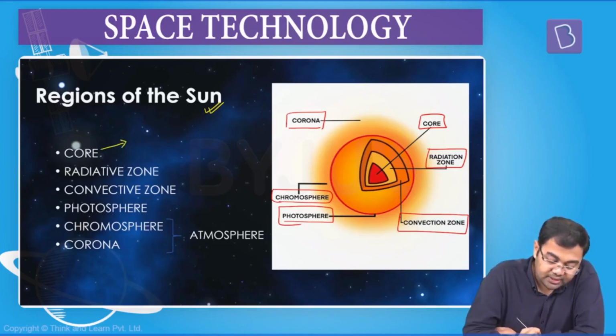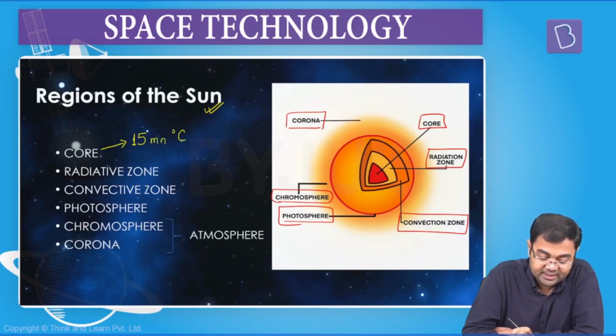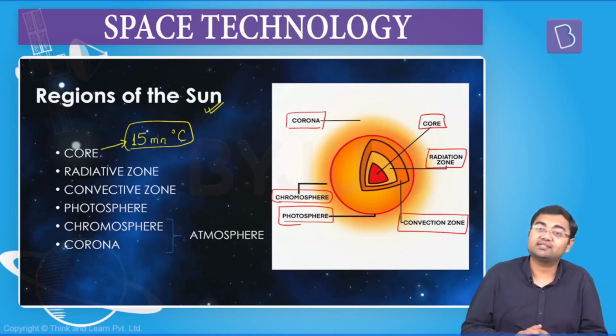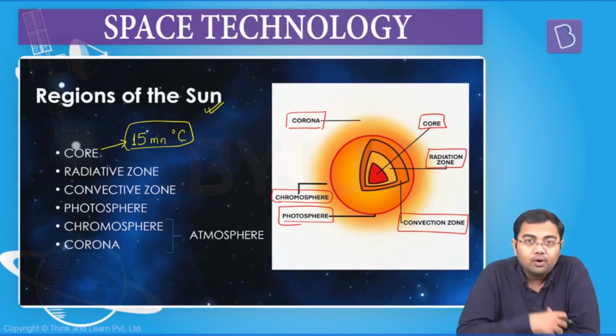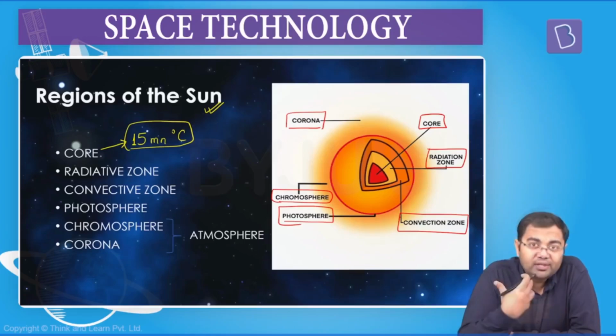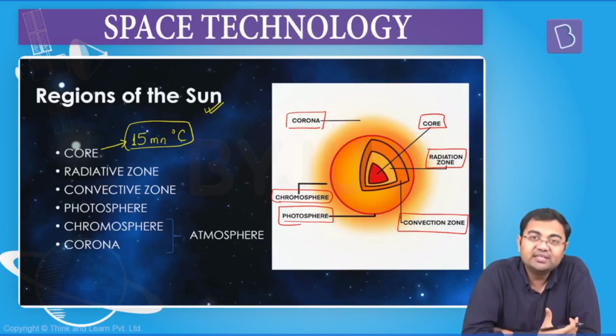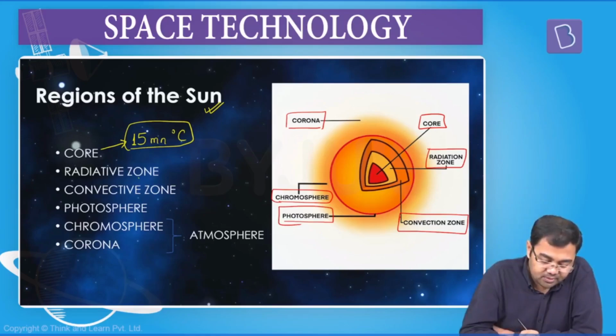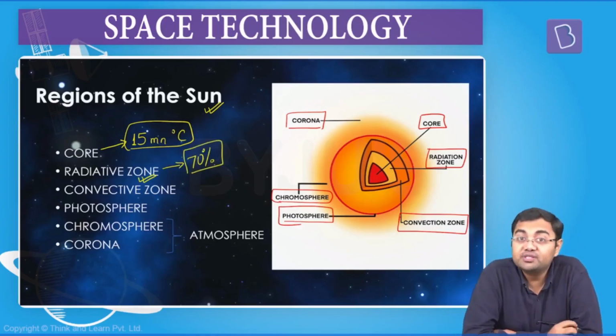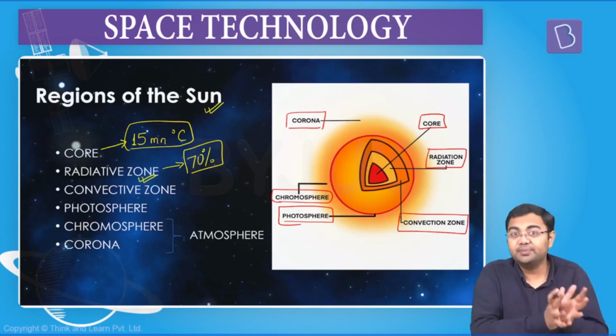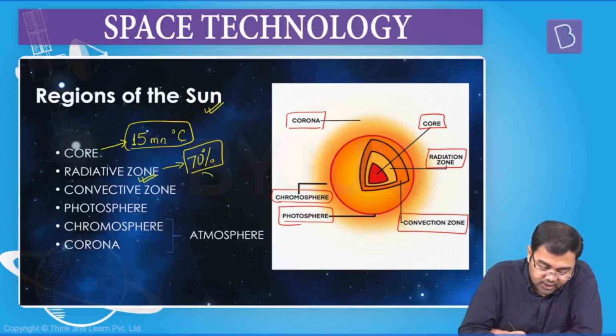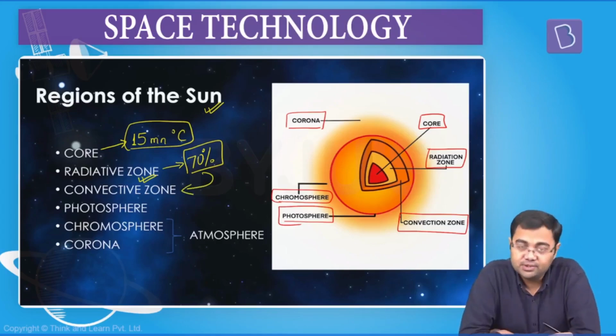So at the core of the sun, the temperatures are very, very high. The temperatures can be as high as 15 million degrees Celsius because of the nuclear fusion reactions happening here. Now from here, all the heat, all the radiation, all the energy that is generated is carried outward, and this happens with the help of the radiative zone. The radiative zone is almost 70% of the interior of the sun. All the radiation is carried outward towards the convective or the convection zone.